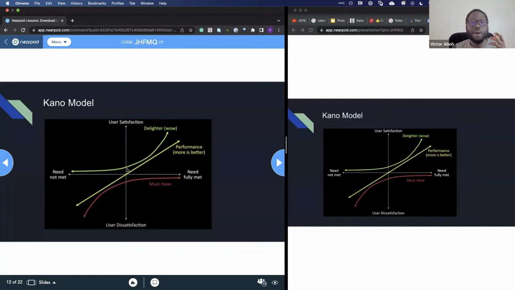These are things that our customers don't even expect, but it's almost like this is the secret sauce. This is the thing that separates us from our competition. And so it's a good idea to always have one, maybe two delighters in your product that separate you from your competition. So as we see, not having a delighter isn't terribly bad in terms of user satisfaction, but when we have that, we could potentially wow our users and make them even more likely to use our product.